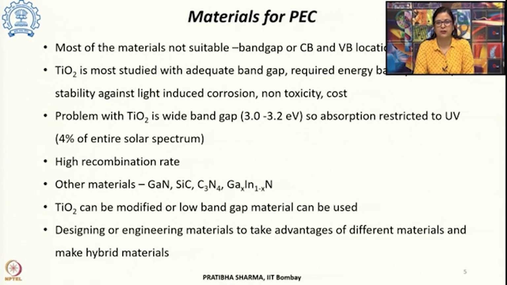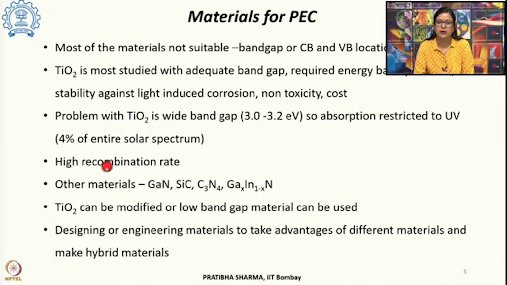But the major problem associated with this material, titanium dioxide, is that it is a wide band gap material. The band gap for this material lies in the range of 3 to 3.2 electron volt, and if we convert that into wavelength, it lies in the ultraviolet region. So, for this material, the absorption is restricted basically to the ultraviolet region, and if we look at the entire solar spectrum, that constitutes only 4% of it. As such, a major portion remains unabsorbed if we use this material.